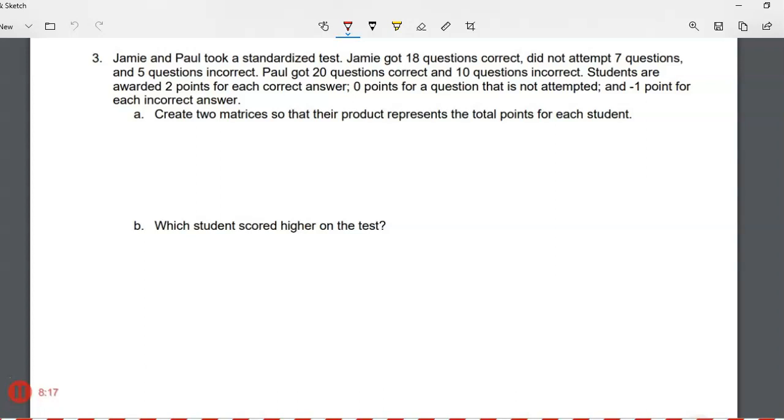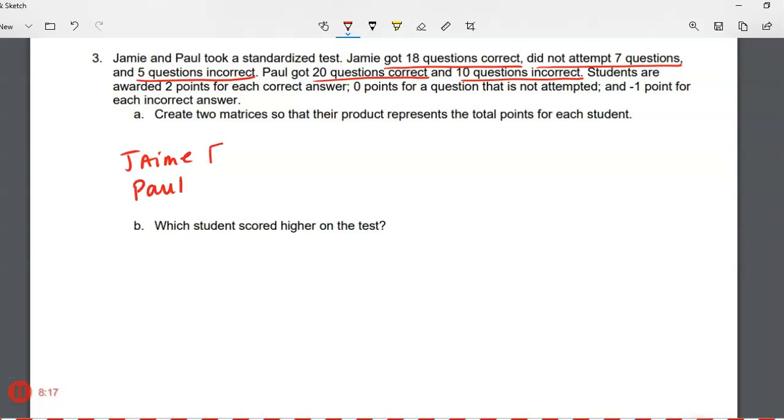All right, so I got Paul and Jamie. They took, what do you know, a standardized test. It says Jamie got 18 correct. He did not attempt 7, so I'm going to underline. So he got 18 correct. He did not attempt these 7. He got 5 incorrect. Paul got 20 right. 10 incorrect. So if I was setting this up, I would just tell myself, okay, I got these two people. Here's Jamie. Here's Paul.